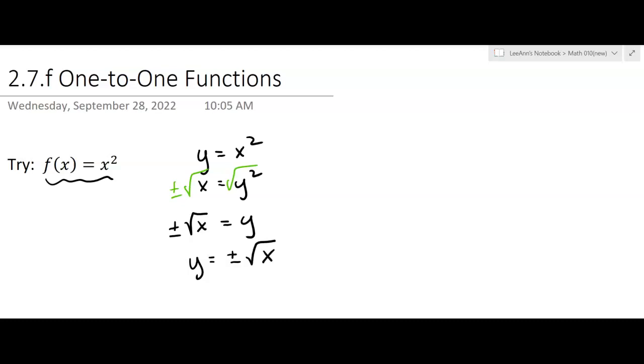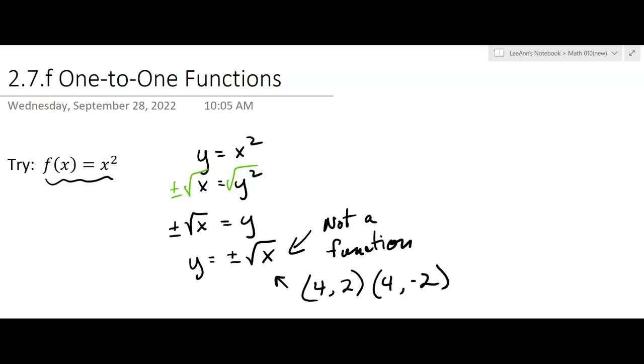Well, that's a problem because this is not a function, okay? We've talked about that before, but this is not a function because for every x value, I'm getting out two different y values, except 0, because I get the plus case and the minus case, okay? So you put in a 4 for x, and you're getting out a 2, but if you put in 4, you're also getting out a negative 2. And so this is not a function, okay?